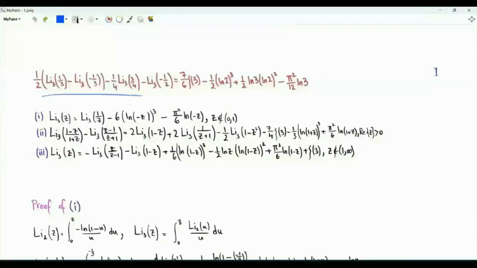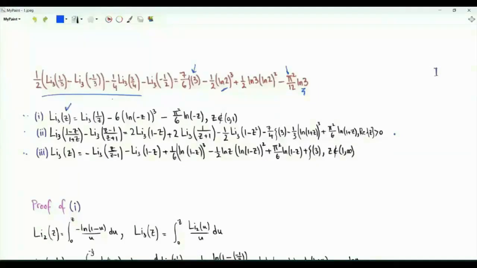We have a special value trilogarithm identity. The arguments of the trilogarithms on the left-hand side are 1/3, -1/3, 3/4, and -1/2. The left-hand side can be expressed in terms of the natural logarithm of 2, the natural logarithm of 3, pi, and zeta of 3. To prove this, we make use of these trilogarithm identities. The second one has been previously studied on this channel. Here, I provide proofs for the first and third identities.